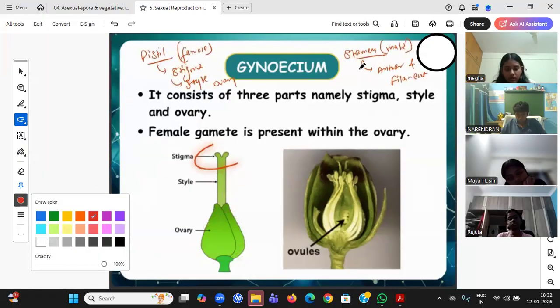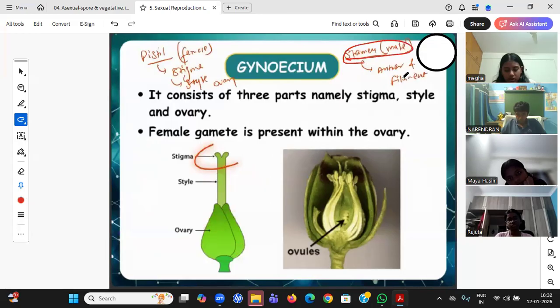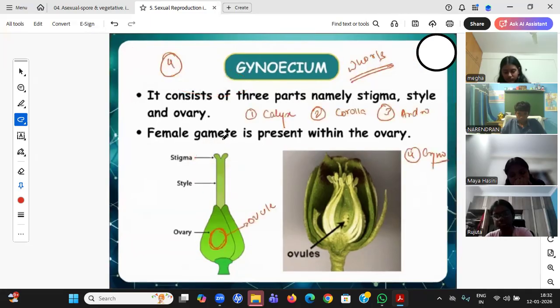So we have seen the stamen is the male reproductive organ of the flower. In the stamen, the anther has the pollen grains, which are male sex cells. Pistil is this particular part, the female reproductive organ of the flower. It has three parts, and the egg cell is in the ovary. With that we have completed the parts of the flower, student.